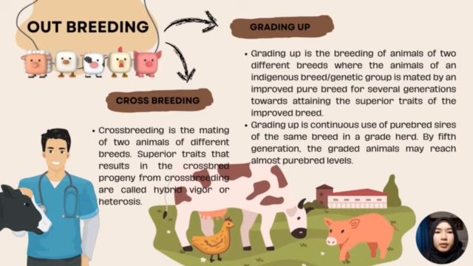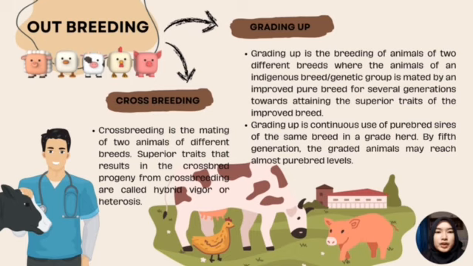Grading up. Grading up is the breeding of animals of two different breeds, where animals of an indigenous breed or genetic group are mated with an improved pure breed for several generations toward attaining the superior traits of the improved breed. Grading up is the continuous use of pure breed sires of the same breed in a graded herd. By the fifth generation, the graded animals may reach almost pure breed level.